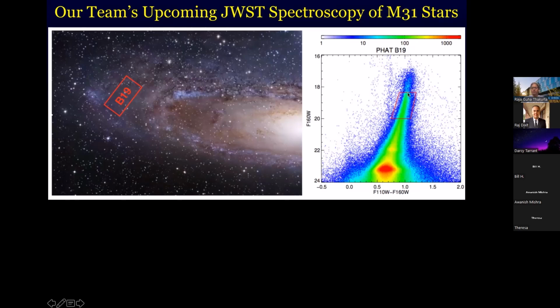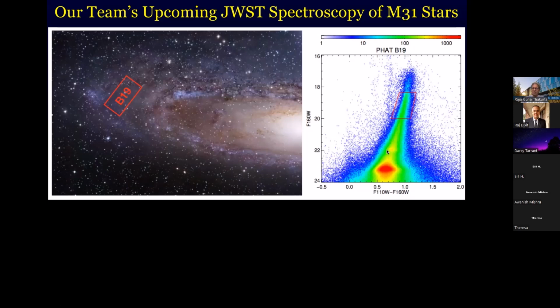These are called intermediate age asymptotic giant branch stars. This is red giant. This is called the red clump. These are individual stars in Andromeda for which brightness measurements have been made. This is how bright they are in the infrared. 160 is the 1600 wavelength in nanometers. So 1.6 micron light is what Hubble is measuring here.